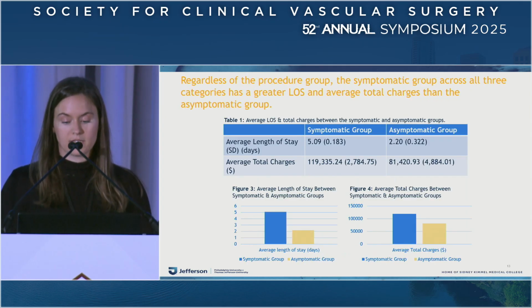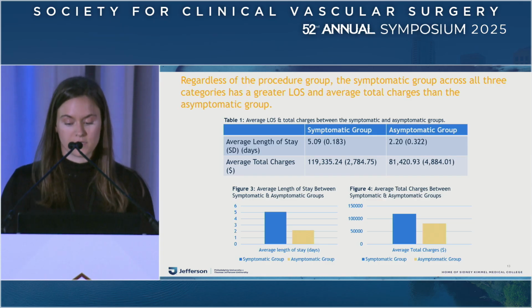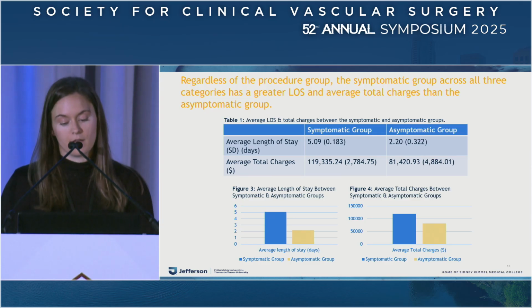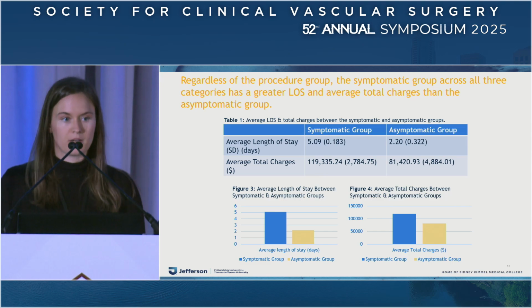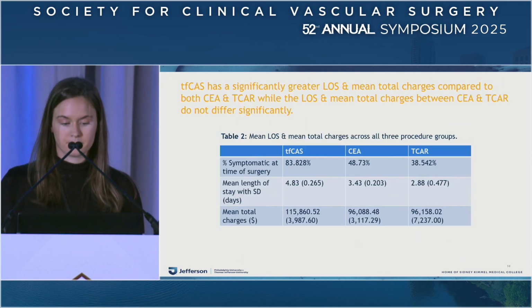The next data point we wanted to evaluate was how the length of stay and average total charges differed between the symptomatic group and the asymptomatic group. We found that at our institution, as you can see in figure 3, the symptomatic group had a greater average length of stay than the asymptomatic group, and in figure 4, you can see that the symptomatic group had a greater average total charges than the asymptomatic group. In summary, symptomatic patients are more costly than asymptomatic patients at our institution.